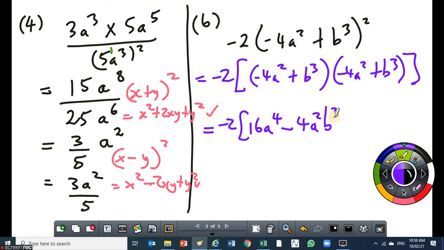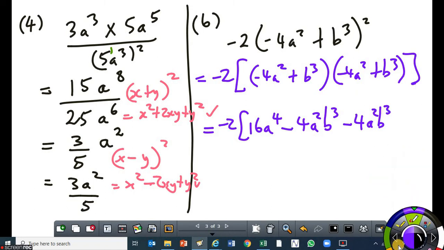Now I need to multiply this b cubed by those 2. So b cubed times minus 4a squared gives minus 4a squared b cubed. Then b cubed times b cubed gives me what? B to the power of 6, not b to the power of 9. You are multiplying bases that are the same, so you add the exponents. 3 plus 3 gives you 6. So that's b to the power of 6. Then we close the bracket.